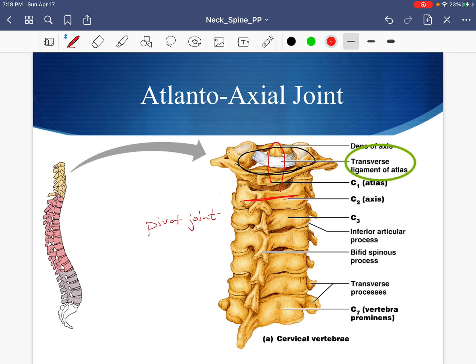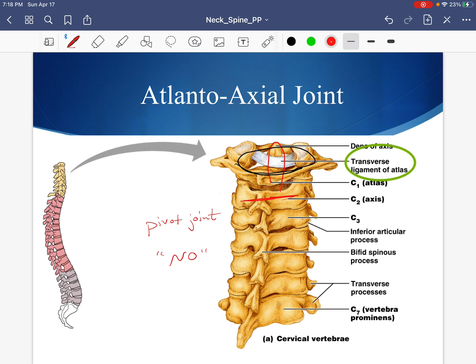So the dens of the axis points up into the opening of the atlas, forming a pivot joint where the atlas pivots side to side on the axis. It's a pivot joint, and this is responsible for the side to side or no motions. If you move your head to say no, perhaps like, actually, I don't like kinesiology, that no motion is being allowed by the joint between the atlas and the axis.